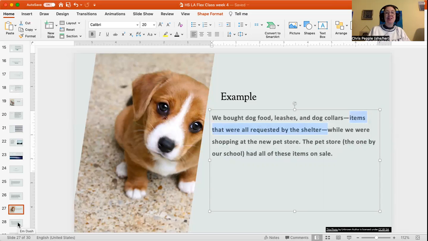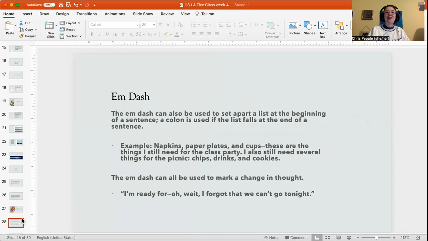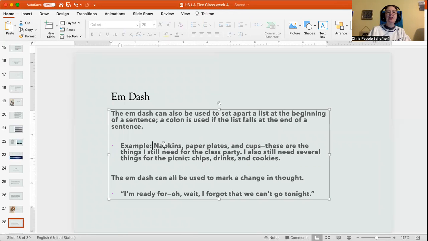Does that make sense? You're like, okay, I think I get this. The M dash can also be used to set apart a list at the beginning of a sentence. If a list is at the end of the sentence, you get a colon. Here's the example: napkins, paper plates, and cups, M dash.